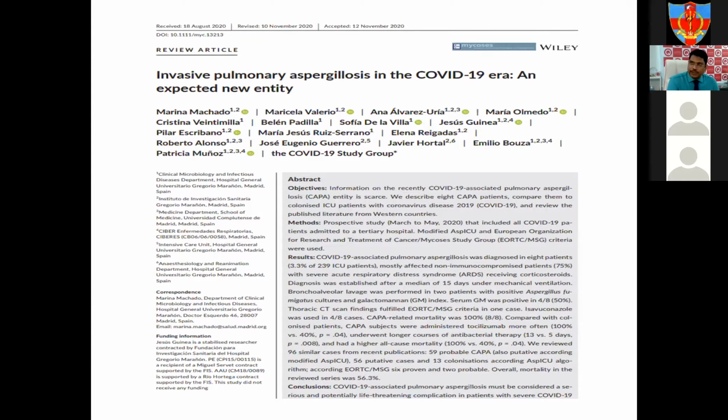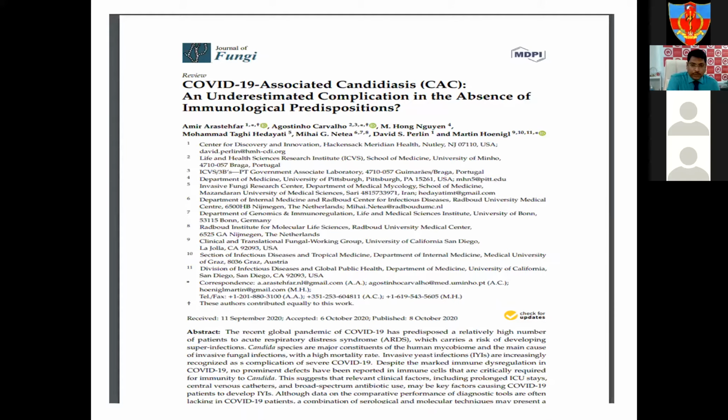There's a new entity that is coming up, called COVID-associated invasive pulmonary aspergillosis. These are fungal infections, as we all know, that come with very high mortality rates, and they have to be detected and identified at an early stage so that we can prevent at least some of this mortality. Another entity, candidiasis, is again a re-emerging entity causing fungemia and leading to mortality in COVID-19 patients. These are some of the fungi, apart from Mucor, that have to be kept in mind when dealing with patients admitted in ICUs and non-ICU settings as well.